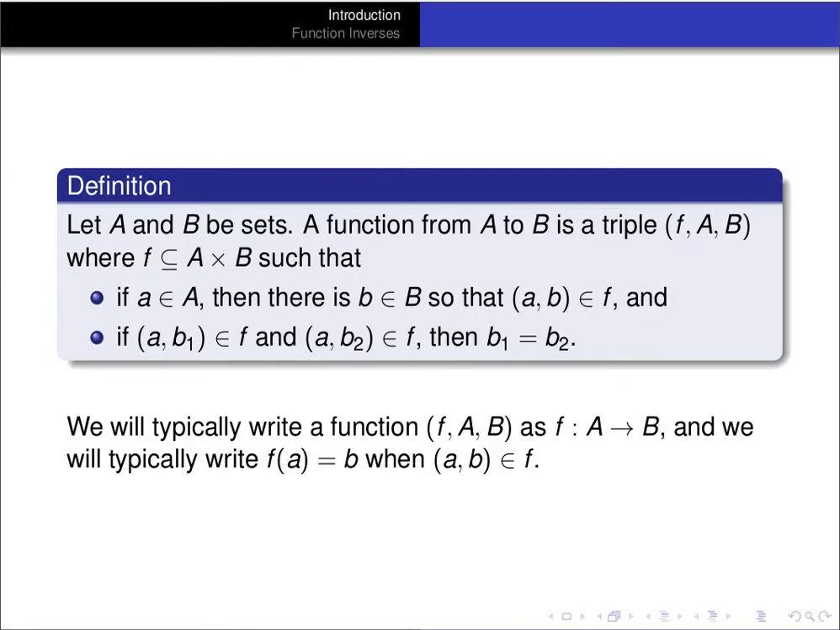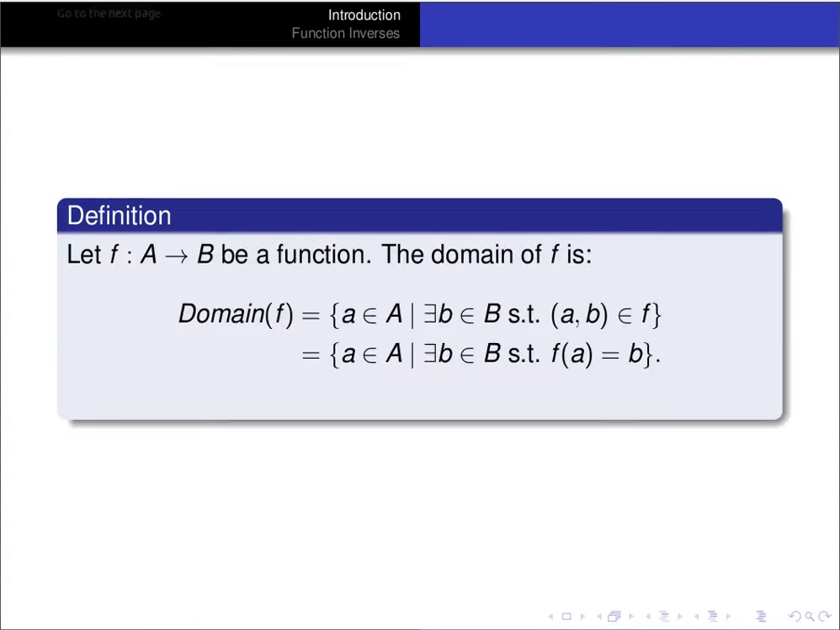We'll typically write, instead of writing the function as a triple (f, A, B), we'll use normal function notation and write it as f: A → B, and read it as f from A to B. And instead of writing that the pair (a, b) is an element of the relation f, we'll write f(a) is equal to b.